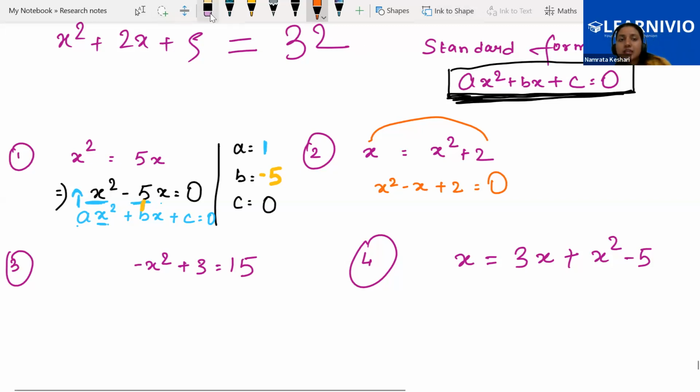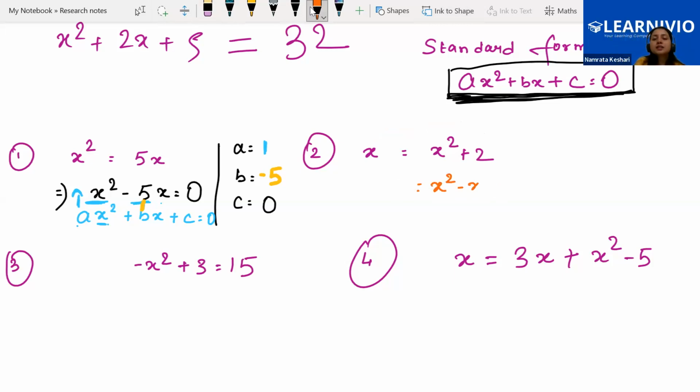Basically what she did, let me explain. She has taken this x on the other side. It became x square minus x plus 2 over here, and this side completely became 0. Now this equation can be written as x square minus x plus 2 is equals to 0. Both are exactly the same equation.